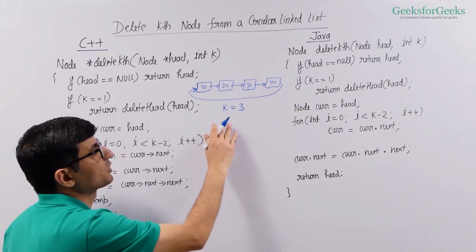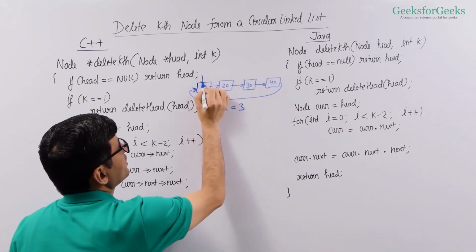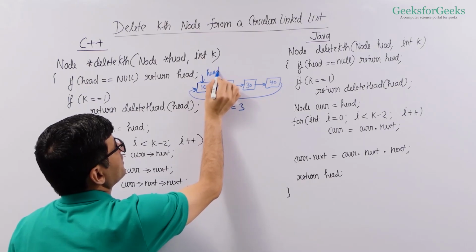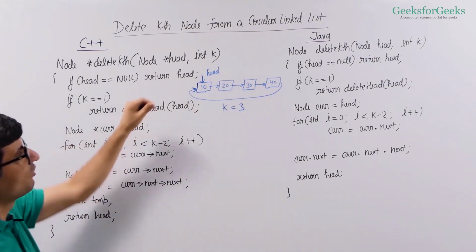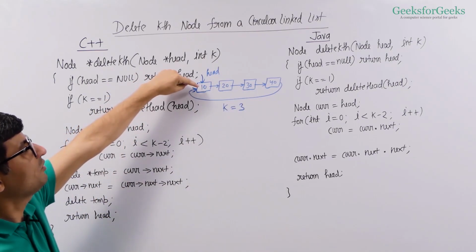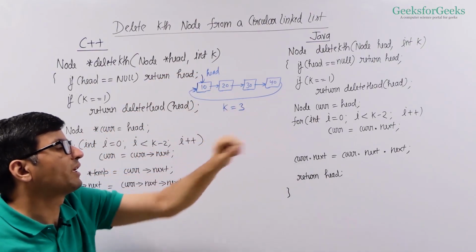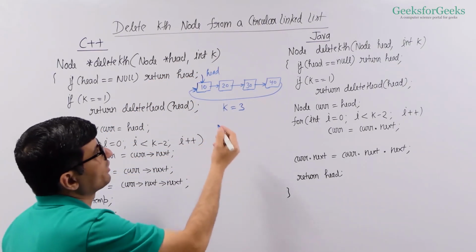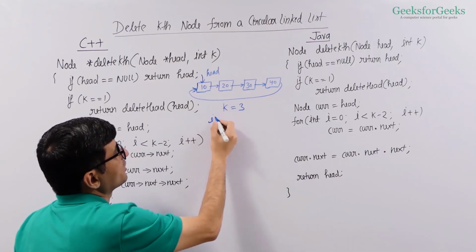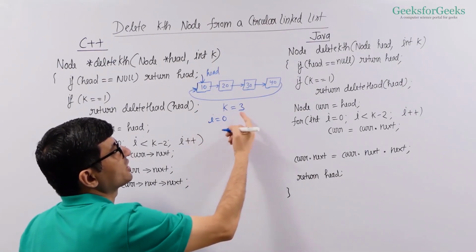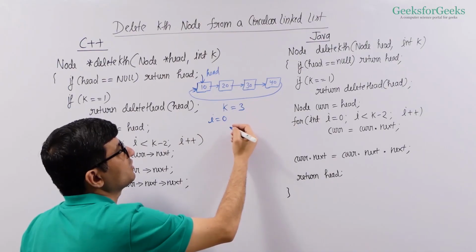Let's understand the approach with this example. We have this circular linked list where head is 10. We begin with current equal to head, right? And then we run a loop from 0 to k minus 2. So we are going to run a loop for i equal to 0, right? k minus 2 is going to be 3 minus 2, 1.